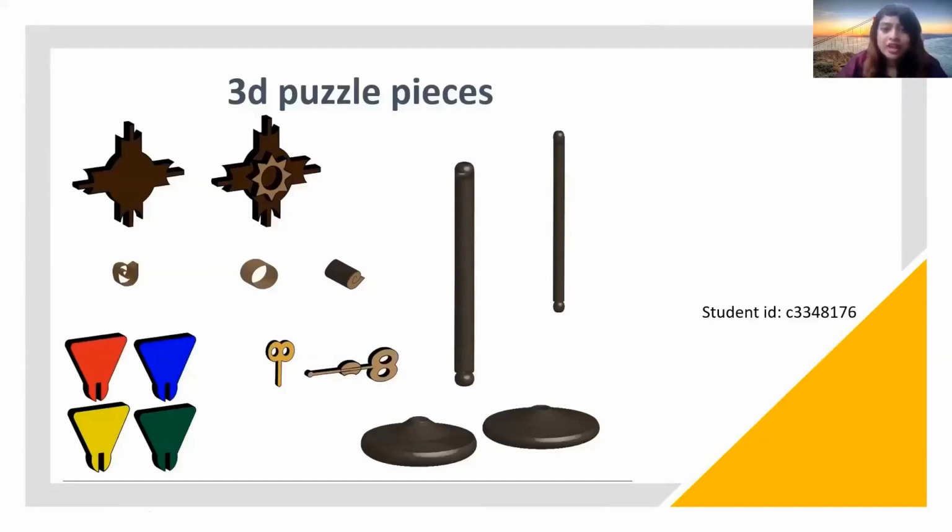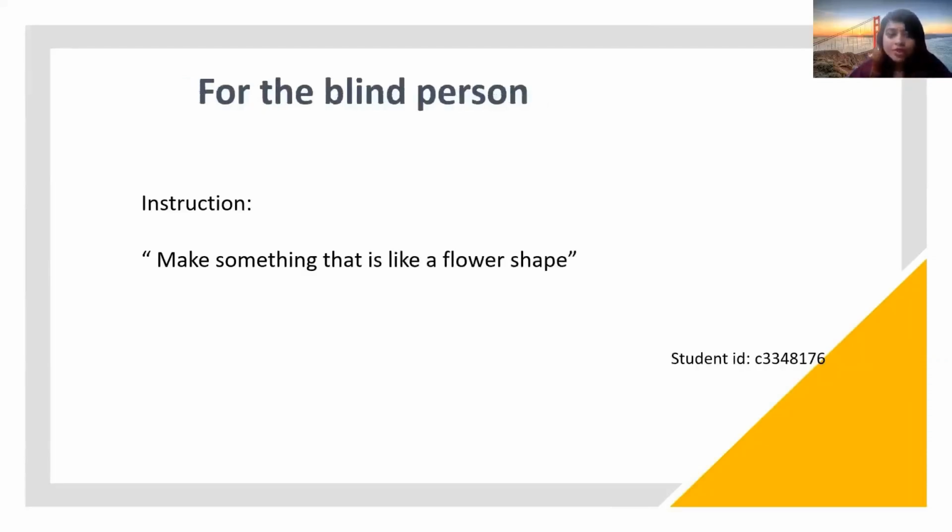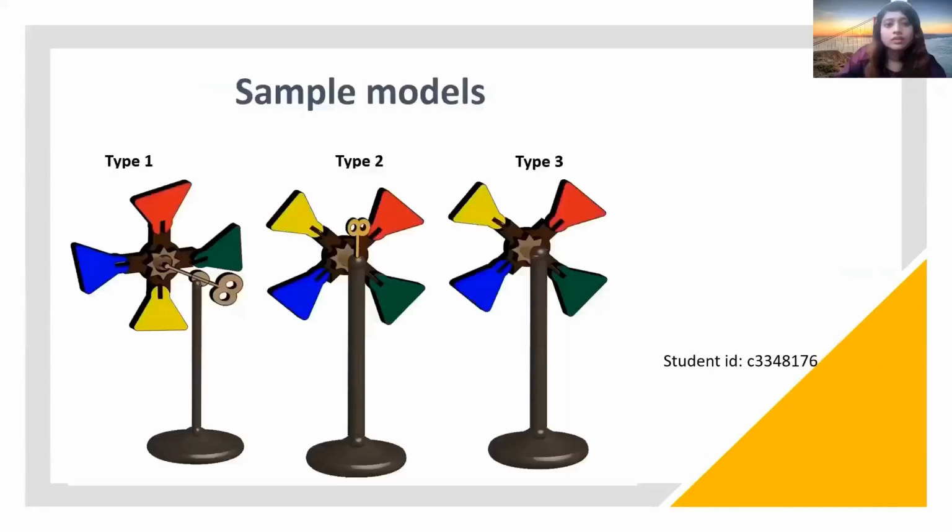So let us see how we can instruct the sighted people at first. For both the sighted and the blind people, we have created a set of different riddle-like instructions. For the sighted people, we can say that you have to make something that can flow air if you wind it up. And for the blind people, we can say that they have to make something that is like a flower shape.